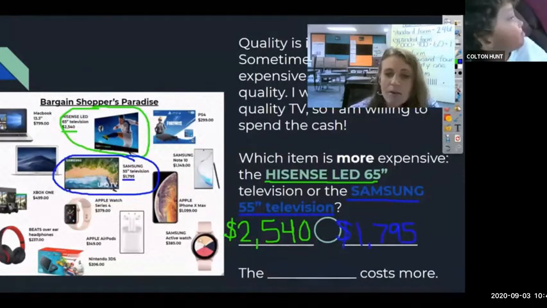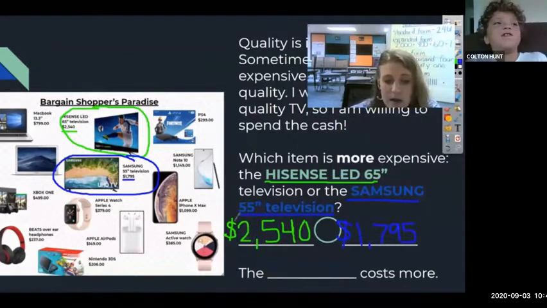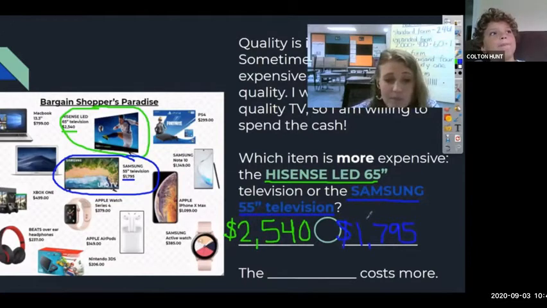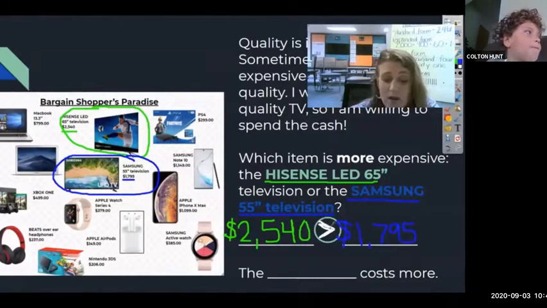$1,795. So I'm going to take a look at the first place value that I see because these are both 4-digit numbers. The first place value is the thousands. This Hisense has a $2,000 value. This Samsung has a $1,000 value. I don't even have to look at the rest of my place values because I already know that 2 is greater than 1.